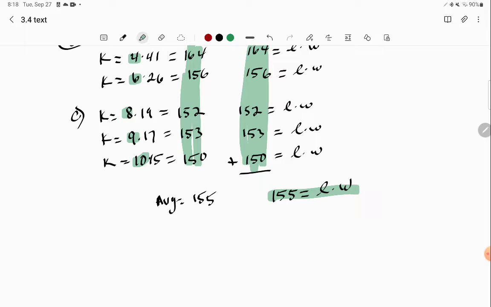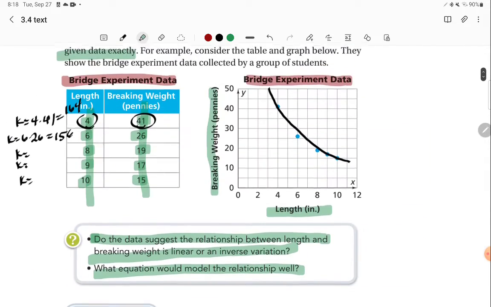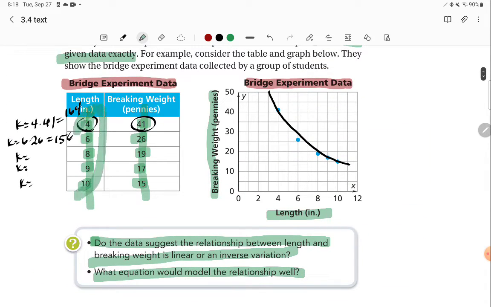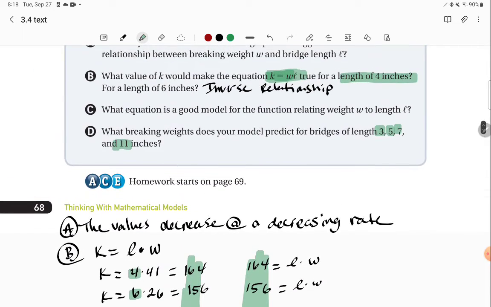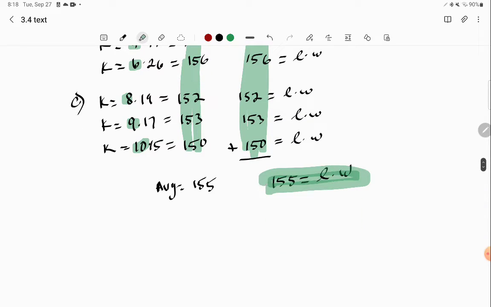We are predicting the breaking weights for 3, 5, 7, and 11, which you notice are not on this chart up here. 3, 5, 7, and 11 are not on that chart. So go ahead and do part D using this model right here to predict those other lengths.